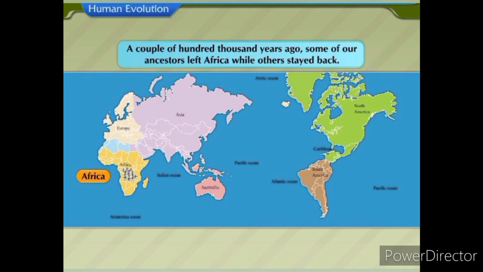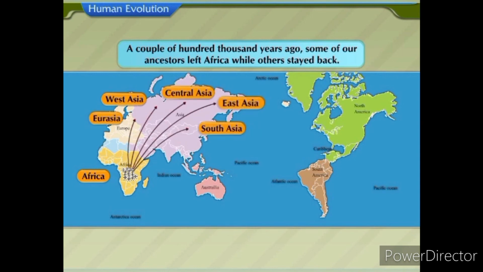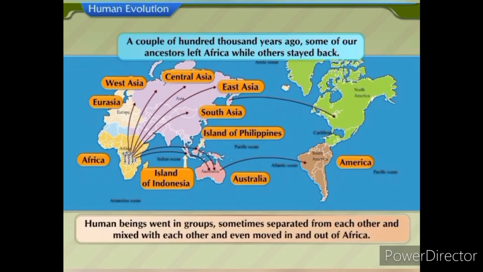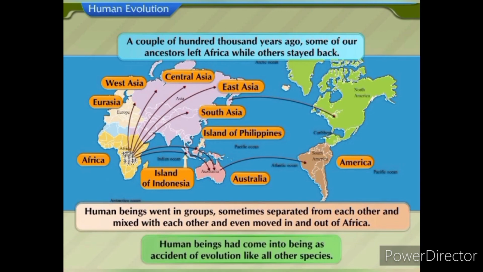Those who left Africa slowly spread over the planet, from Africa to West Asia, Central Asia, Eurasia, South Asia, and East Asia. They migrated down the island of Indonesia and Philippines to Australia and reached America. They went in groups, sometimes separated from each other and mixed with each other, and even moved in and out of Africa. Like all other species on the earth, they had come into being as an accident of evolution.